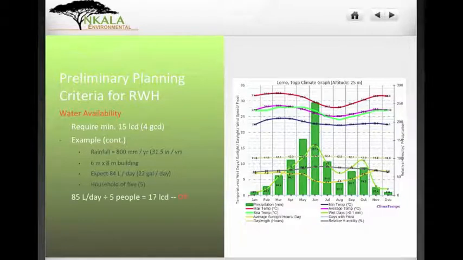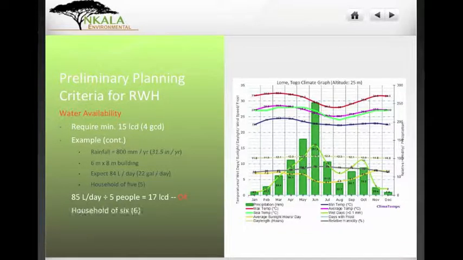Okay. Well, what we have to do is we take our 85, or I just rounded it up, 84 became 85. So our 85 liters per day, we divide that by 5 people, and that gives us a water demand of 17 liters per capita per day, or 17 liters per person per day, which is okay, because that is more than the minimum requirement. So that means that should be enough water to meet everybody's needs. For this system that we're just looking at, 800 millimeters of rain per year, that gives us an available 17 liters per capita per day. So that means that everybody can have at least that minimum of 15 liters per person per day.